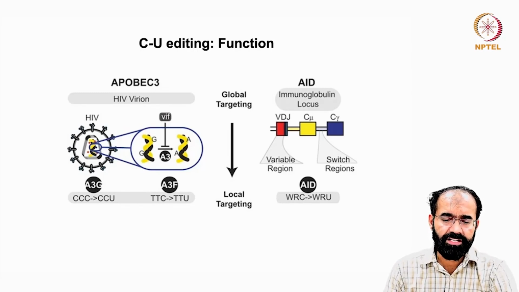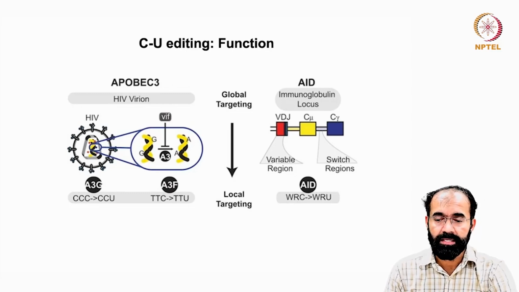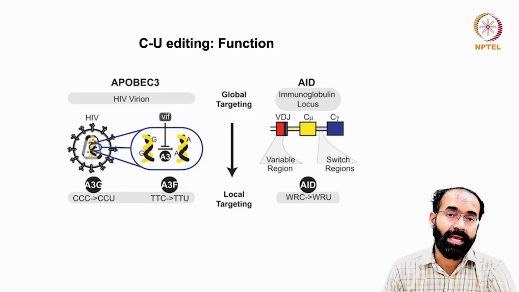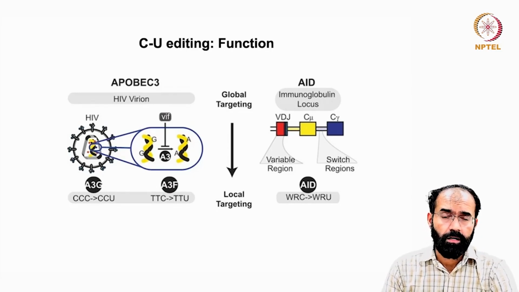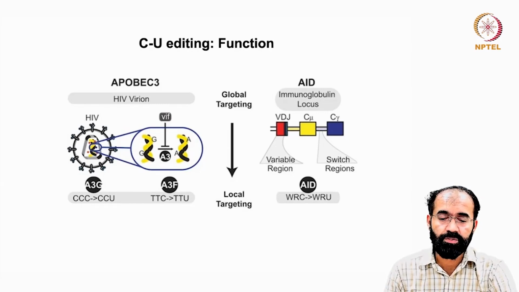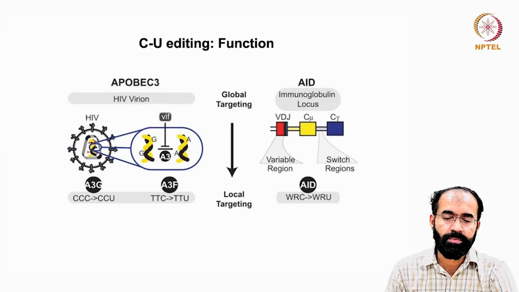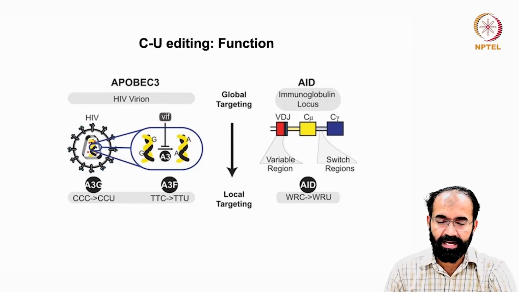And this is a notation W, R and C. C we all know, it is cytidine, and W and R are codes for nucleic acids. R stands for purine and W stands for A or T, or A or U in that case. So in this conversion, WRC to WRU is very important for the functioning of the AID, and this is basically the switch regions of the antibody.